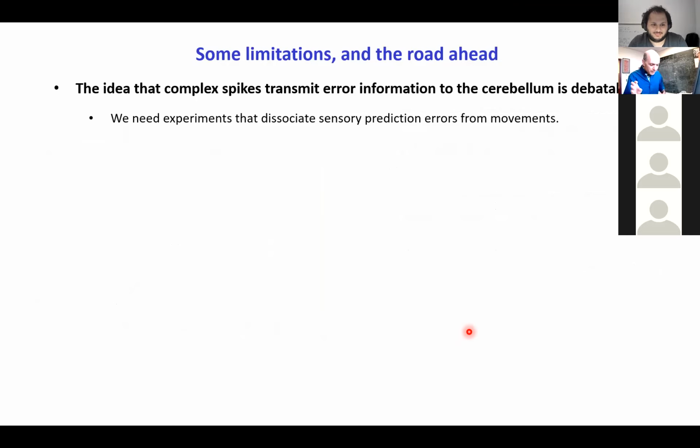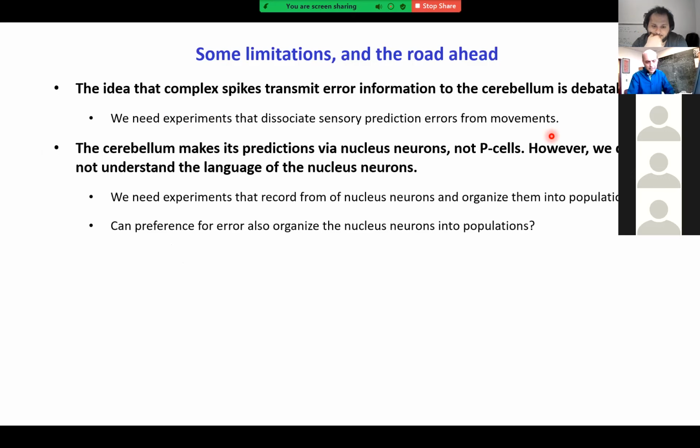First, very important about the complex spikes, the center of this whole debate, this idea that I've been showing you. There's debate in our field about whether error is really encoded by the complex spikes. So we really need to do experiments that dissociate sensory prediction errors from other variables that may be encoded in this complex spike concept.